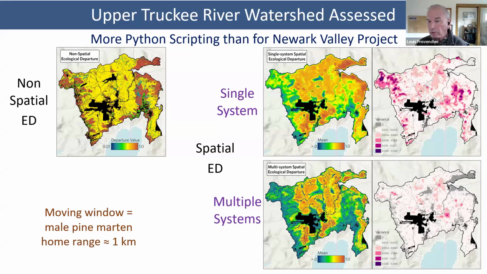We are now working with Great Basin National Park, where we're going to apply this to 14-meter resolution, and that's a landscape that's equivalent in size again to the 300,000 to 400,000 acre landscape. But yeah.